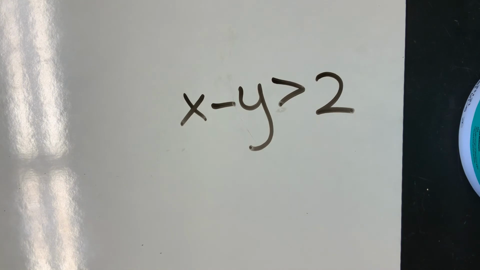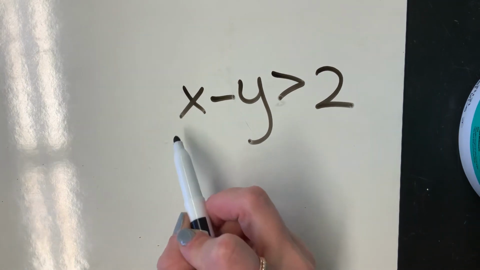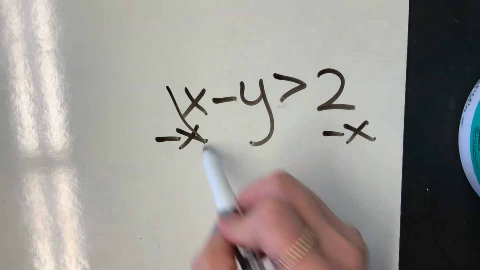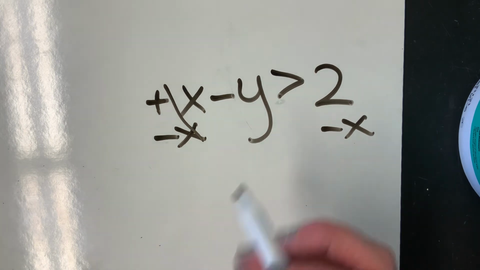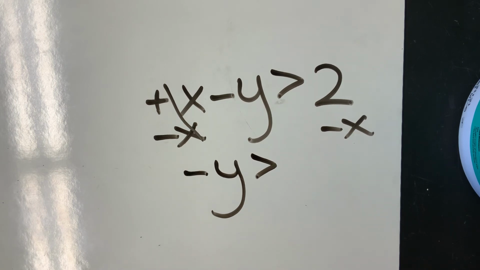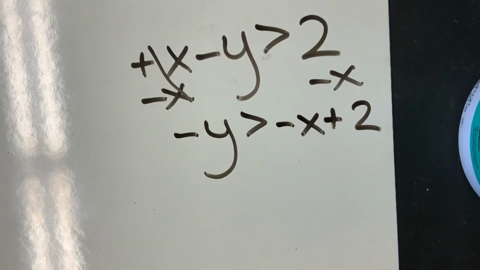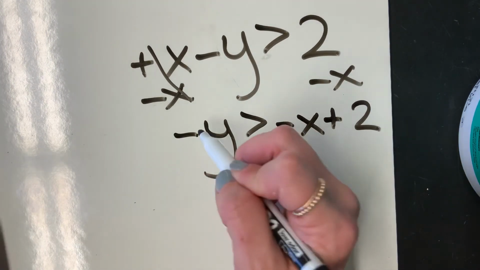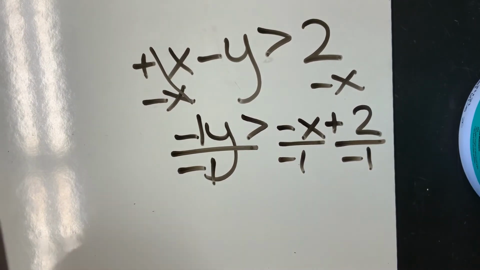Walk me through how to start this. Subtract the x over to the other side. Why am I subtracting the x? That is a positive x. That minus sign belongs to the y, and we need to cancel it out. So now I'm left with negative y is greater than. I like to put the slope term first, so I'm going to put negative x and then the plus 2. Then what do I do? Divide everything by negative 1, because this is a multiply by negative 1, so divide by negative 1, divide by negative 1, divide by negative 1.